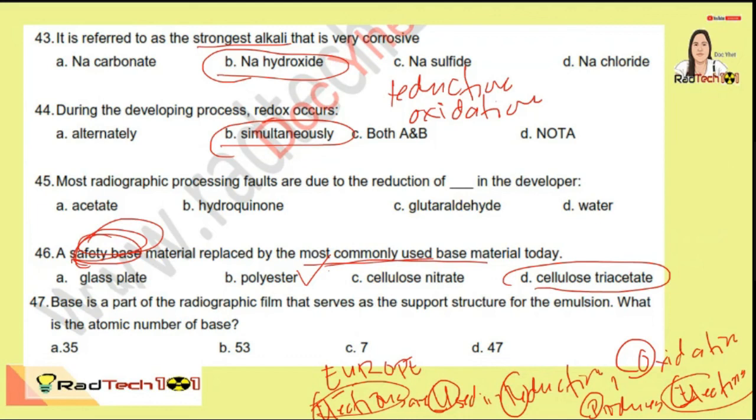Next, base is a part of the radiographic film that serves as support structure for the emulsion. So what is the atomic number of base? It is 7. So the atomic number of base and gelatin, pareho silang 7. Yung ating namang bromine is 35. Yung ating iodine is 53. 47 is silver.